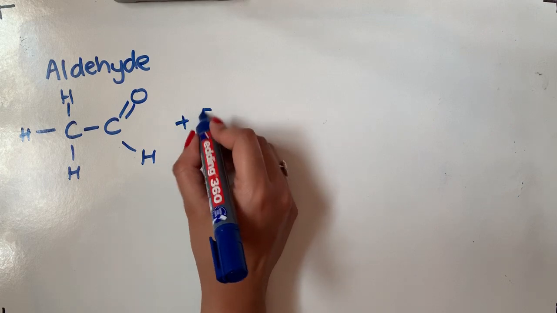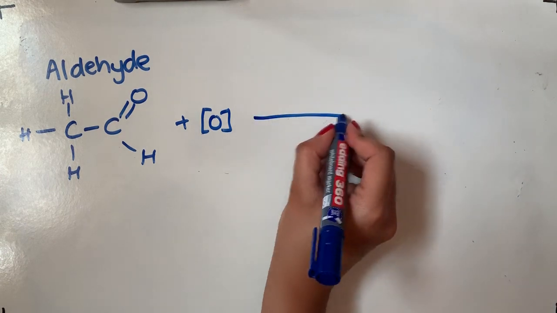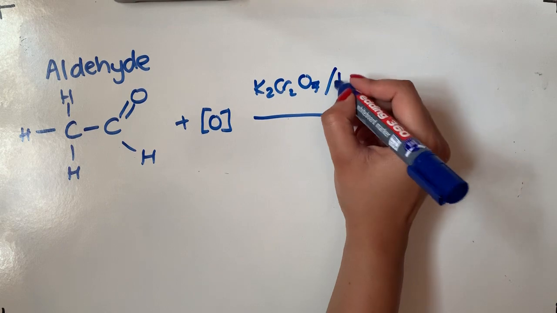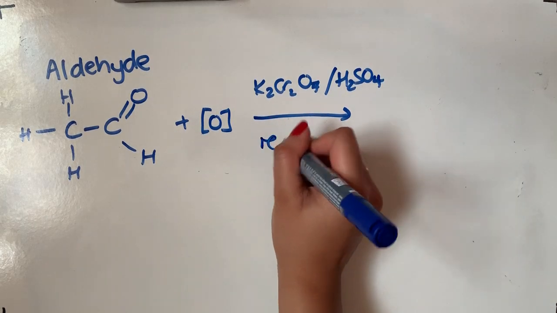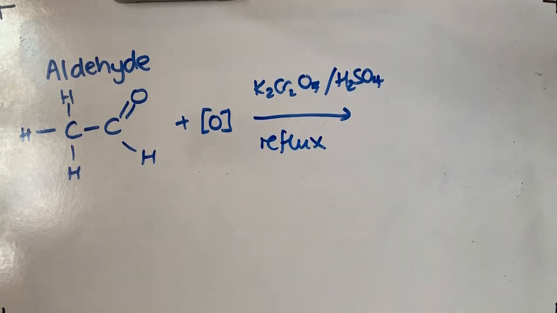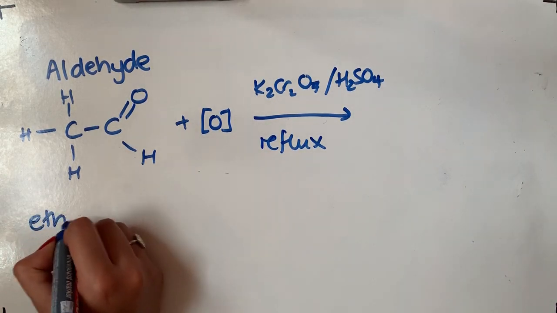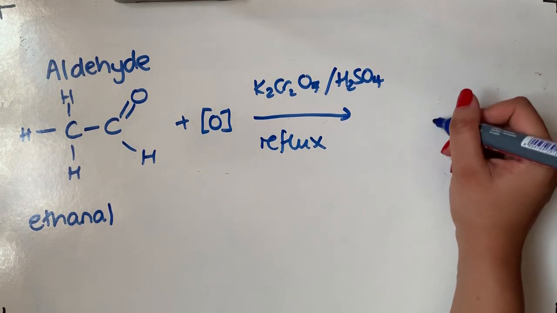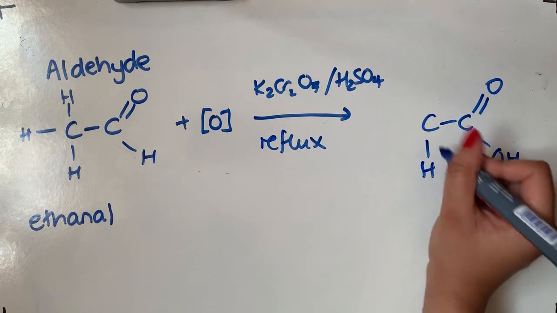And if I carry out the oxidation, when I'm writing the equation, I use O in square brackets as part of my equation. The O is, again, just potassium dichromate with sulfuric acid. This has to be done under reflux conditions. And that is going to form the corresponding carboxylic acid. So if this over here is ethanal, the carboxylic acid that it's going to produce is going to be ethanoic acid, like so.